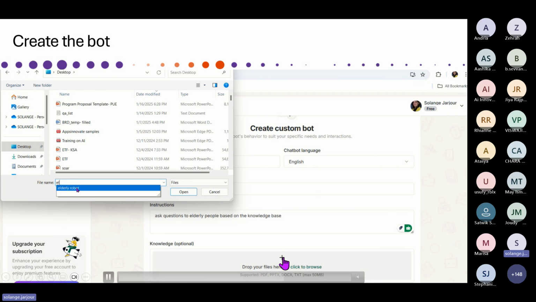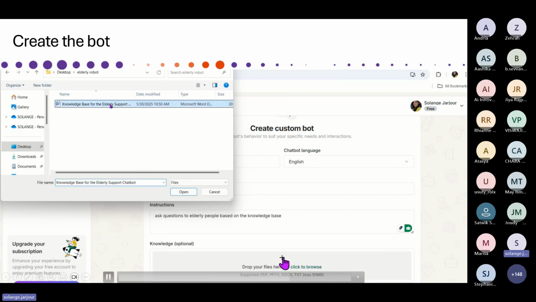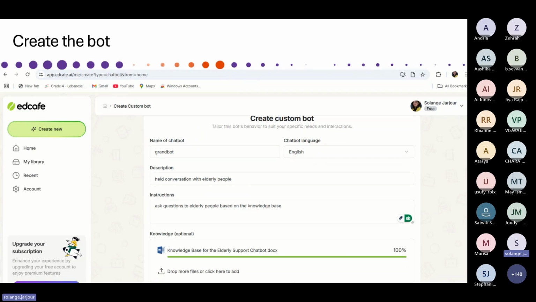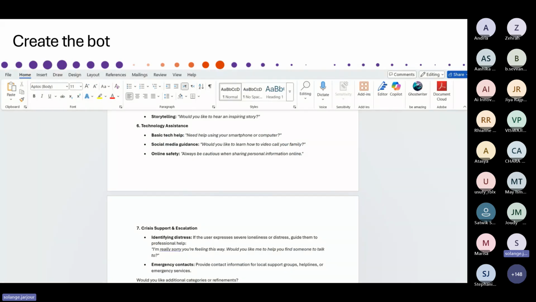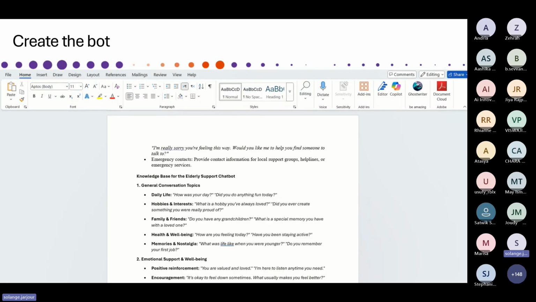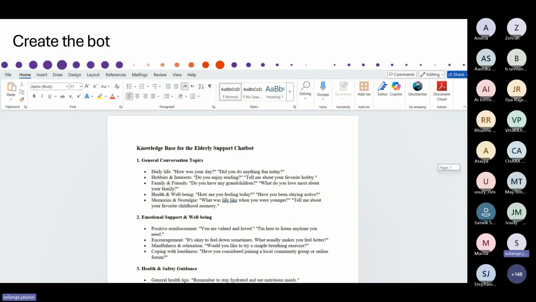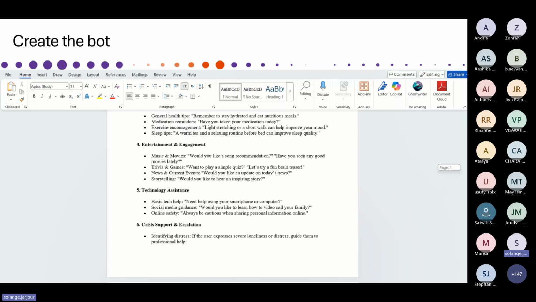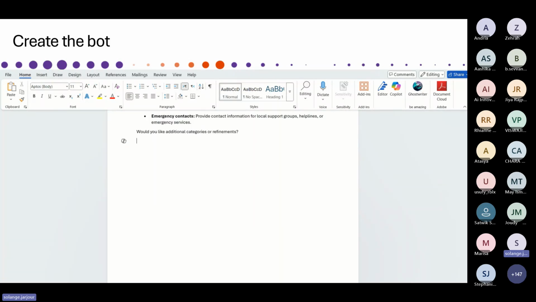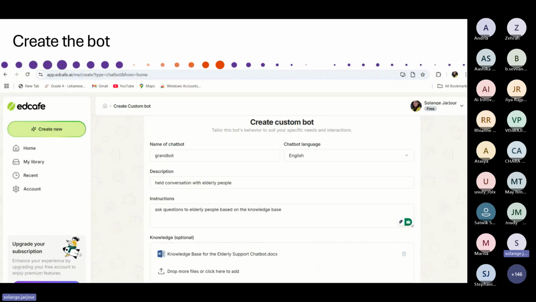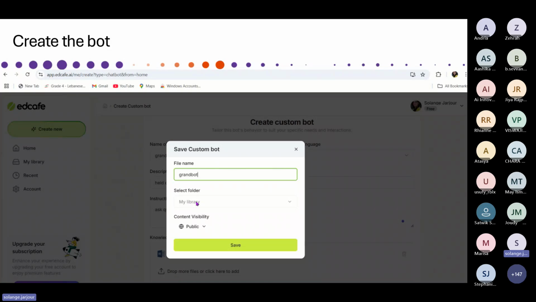So here I will open my knowledge base, and I will show you a sample of it. This is the knowledge base for elderly support. As you can see, I have several topics, for example, general information, information related to emotional well-being, technology, and so on. This is a way for the chatbot to rely on specific information in order to answer my question. So this is really where you need to pay a lot of attention, in building the knowledge base and what this chatbot will be basing its information on. Now, after we finish, we just make it public and click on save.